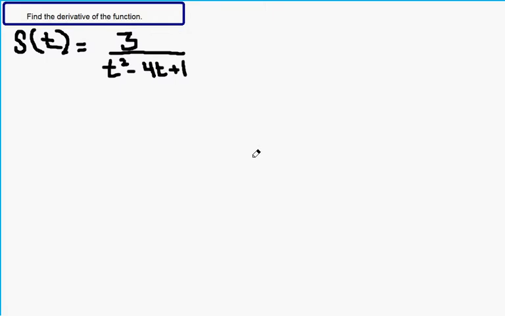We're going to find the derivative of this function s of t. S of t is a rational function, 3 over a polynomial. We could use the quotient rule, but since we just have a scalar in the top, since 3 is just a number in the top of the rational function, why don't we rewrite the function?